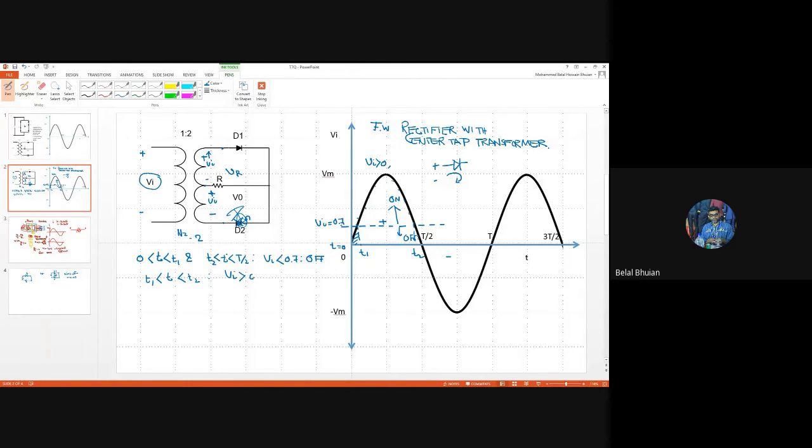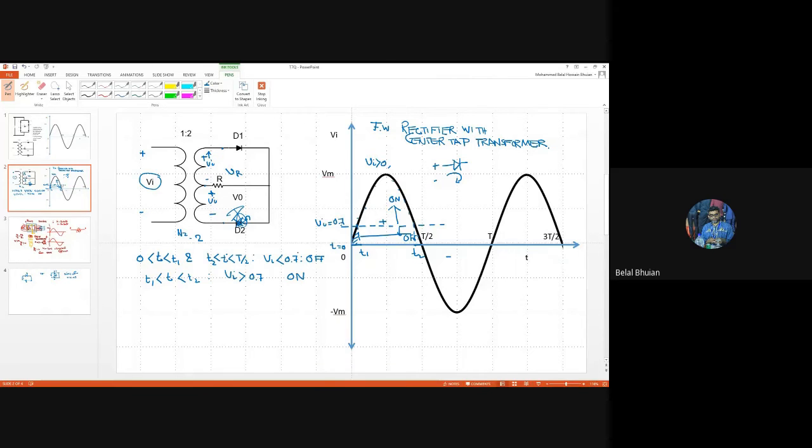Vi is greater than 0.7, diode on. So we know the time interval when the diode is off. This is the interval when the diode is off, and the interval when the diode is on. Also in terms of voltage.